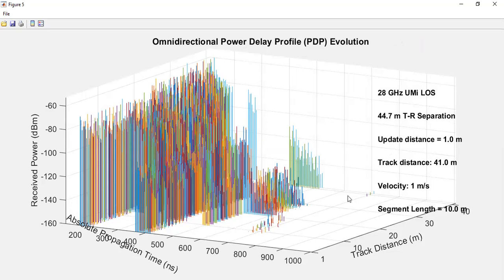Now let me share the other figures. Oh, sorry, I closed the figure. I need to run it again now. Okay, let me share other figures first. One figure I closed mistakenly.